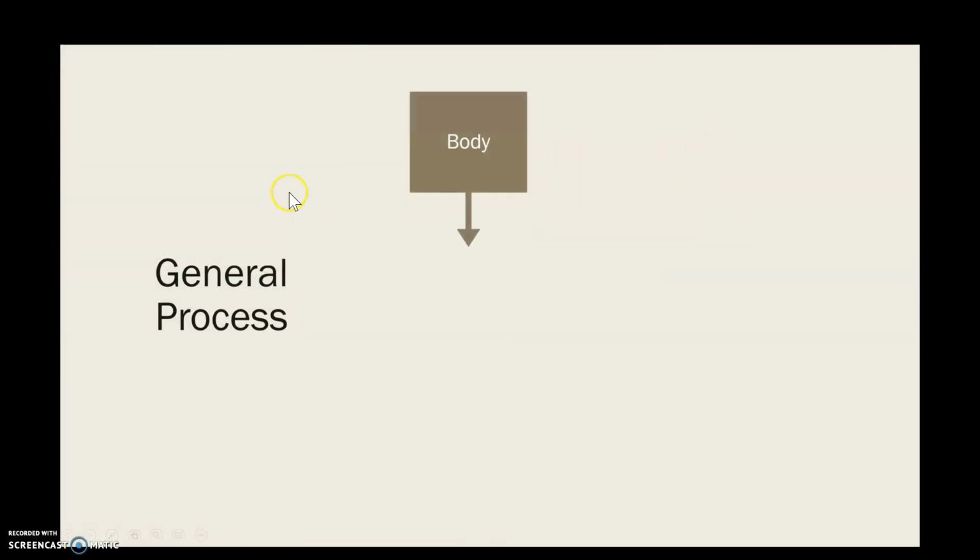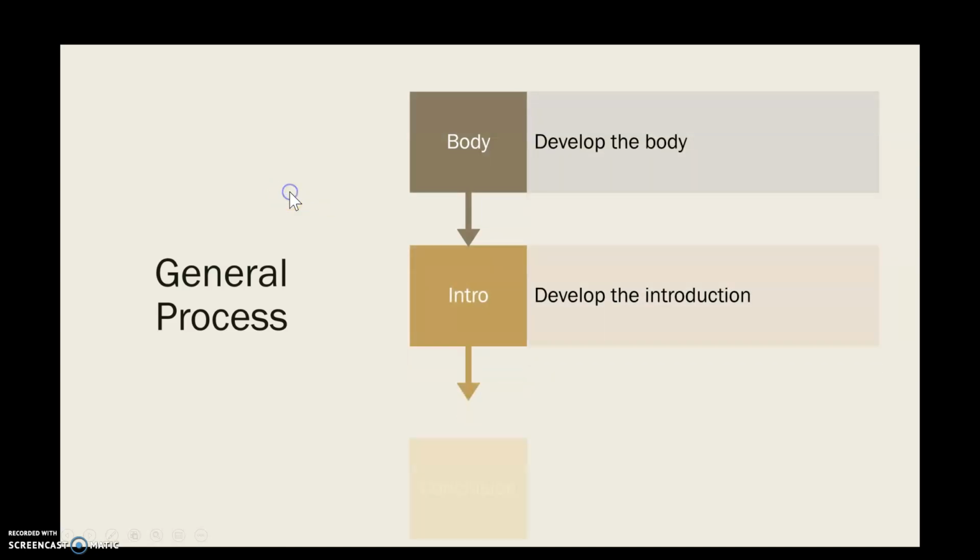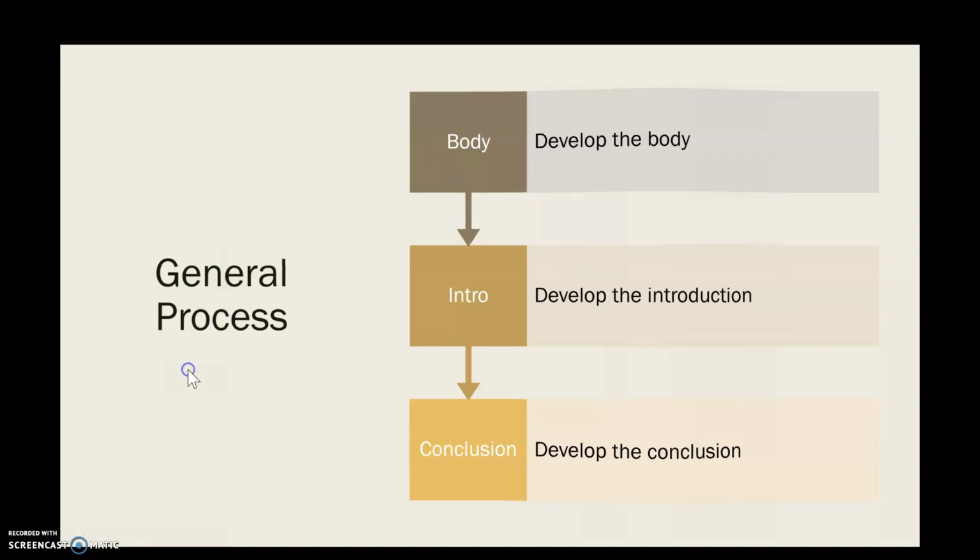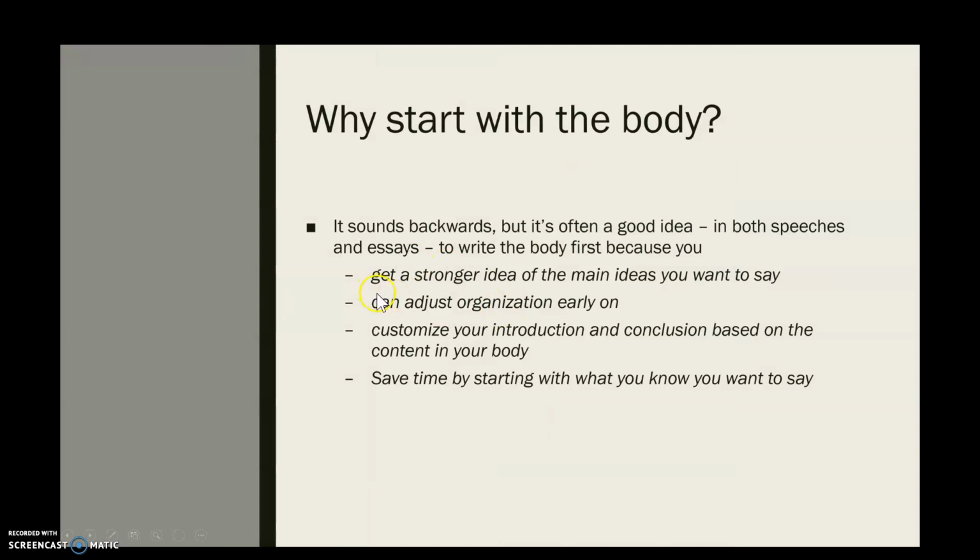So the general process is that you're going to start with your body, then you're going to develop your introduction, and then from there, you're going to develop your conclusion. I know this sounds backwards. Normally people want to start with the introduction and then move to the body and then do the conclusion, but it's actually not the most efficient or the best way to write, because most of the information that you'll need for your introduction, you'll actually get when you're creating your body, and pretty much everything in the conclusion is based on the body. So by starting with the body, you save yourself a lot of time and effort. As I said, I know it sounds backwards, but it is a good idea.